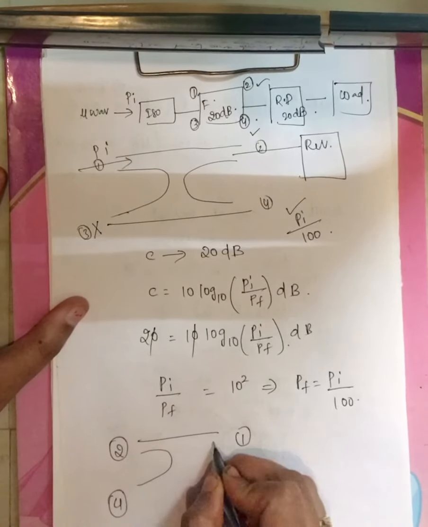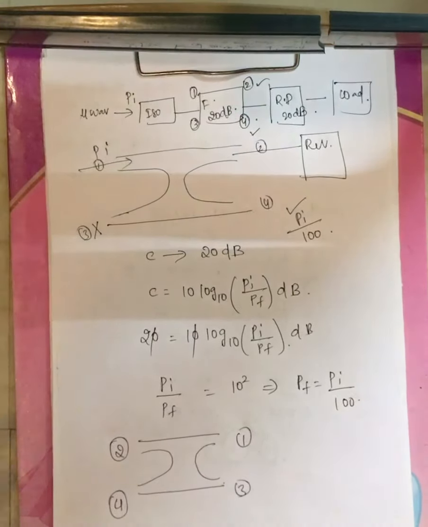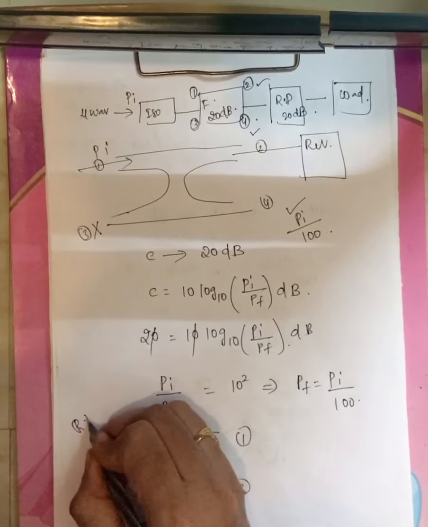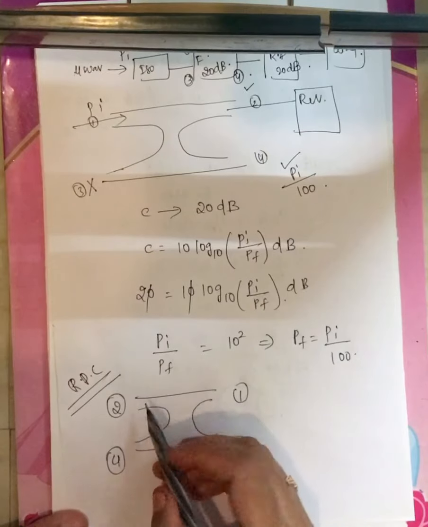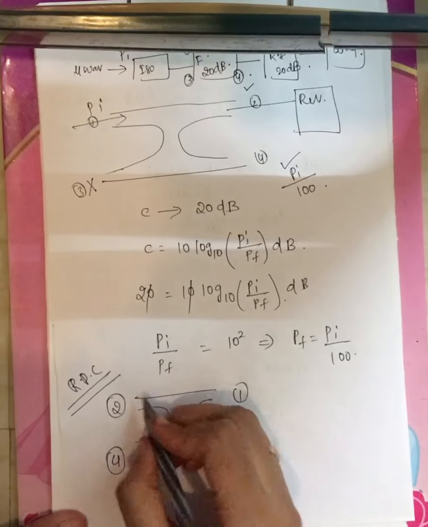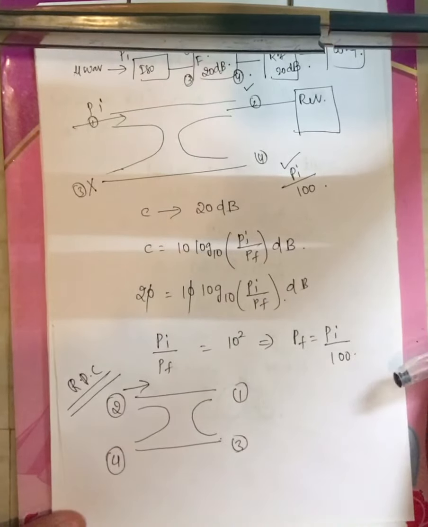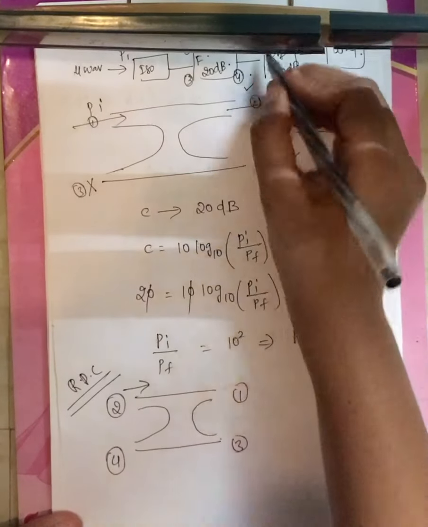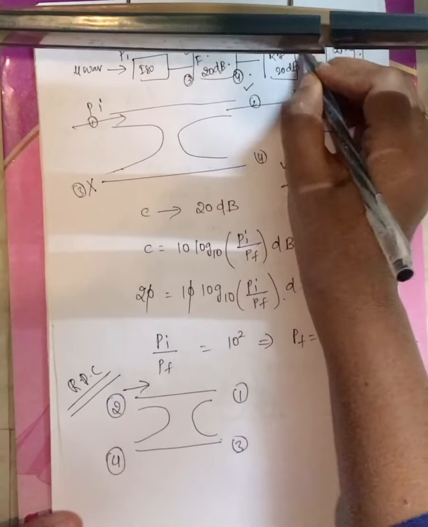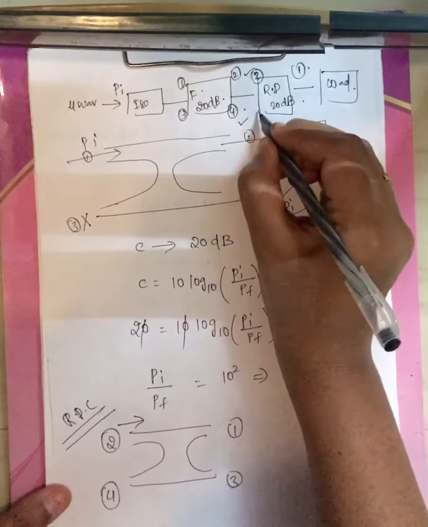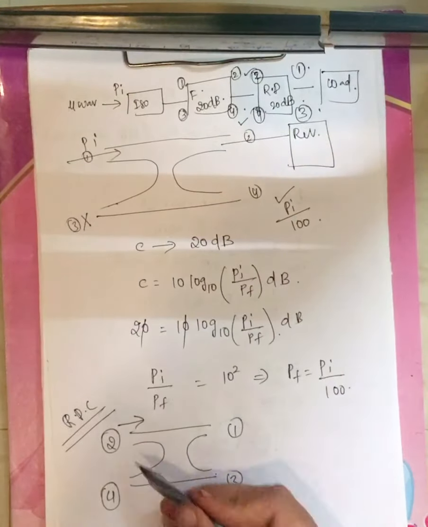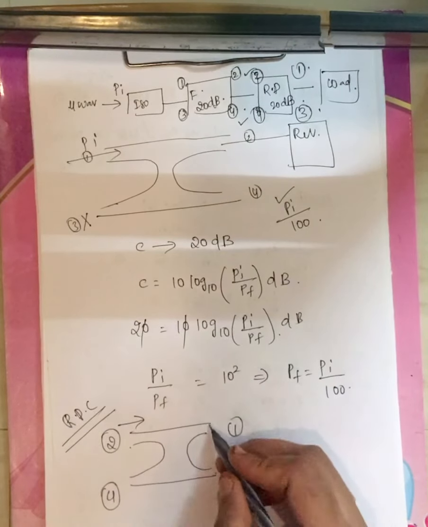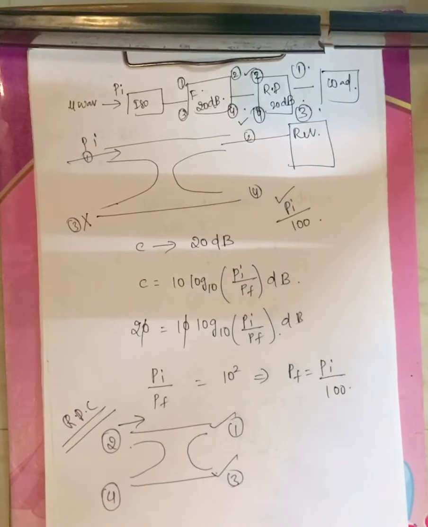Now this is the structure of the reverse directional coupler. The output of the forward directional coupler is given as input to the second port of the reverse directional coupler, right? Port 2, port 1, port 4 and port 3. Now here input is given from port 2, where you will get output at port 1 and port 3, right?